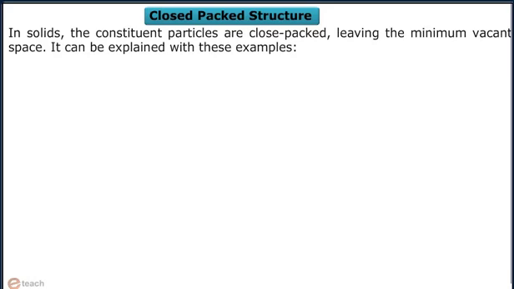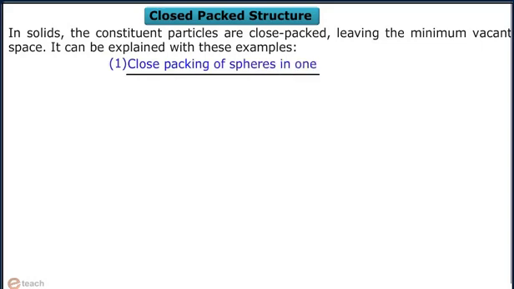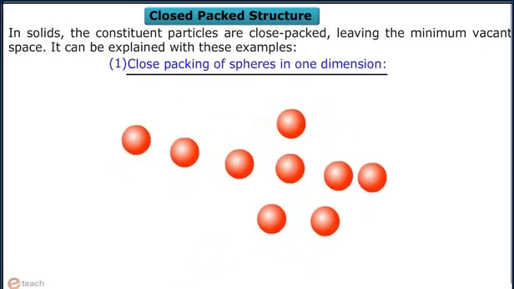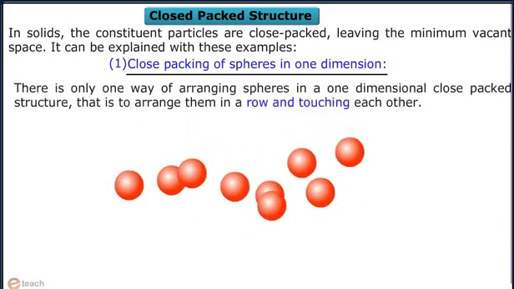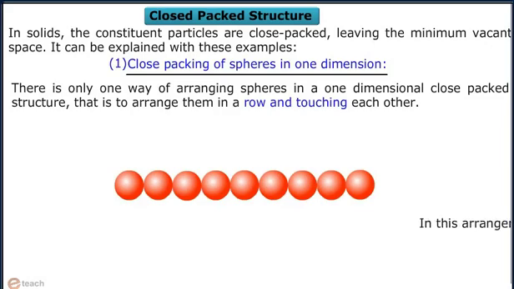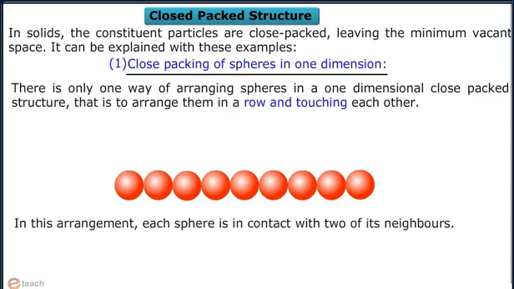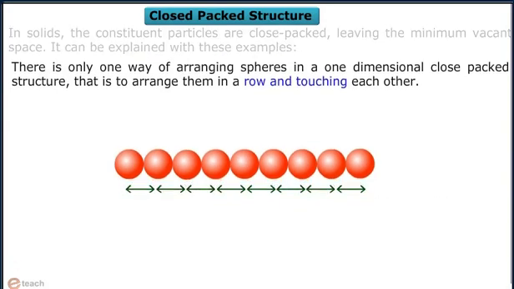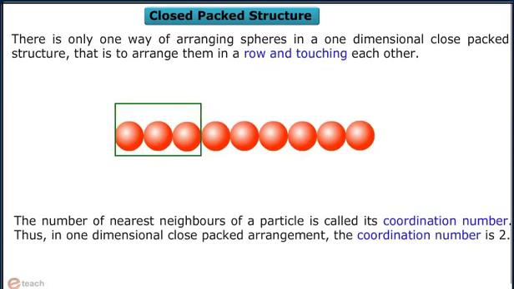The first example is close packing of spheres in one dimension. There is only one way of arranging spheres in a one-dimensional close-packed structure. That is to arrange them in a row and touching each other. In this arrangement, each sphere is in contact with two of its neighbors. The number of nearest neighbors of a particle is called its coordination number. Thus, in one-dimensional close-packed arrangement, the coordination number is 2.